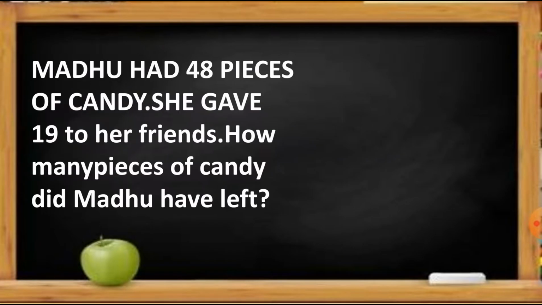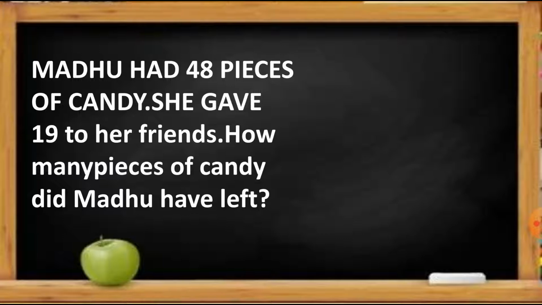Let's take one more example. Here, let's read this. Madhu had 48 pieces of candy. She gave 19 to her friend. How many pieces of candy did Madhu have left? So here you can see this is the keyword of subtraction. So now you can understand this sum.